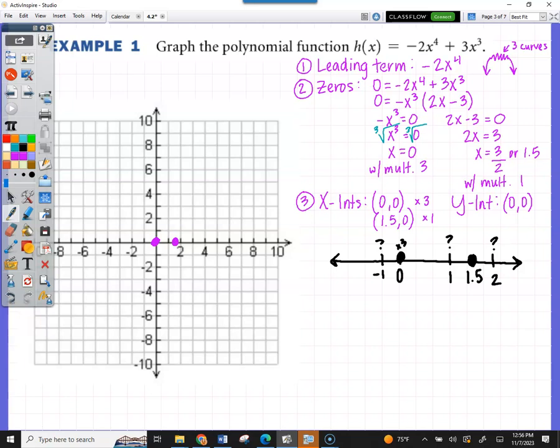All right. So this would be step 4, where you are testing other points. And this is where you get to pick what points you're going to test. I'm going to test -1, 1, and 2. So I'm going to find h of -1, h of 1, and h of 2. So go to the top of the problem, type your function in, and evaluate -1, 1, and 2.